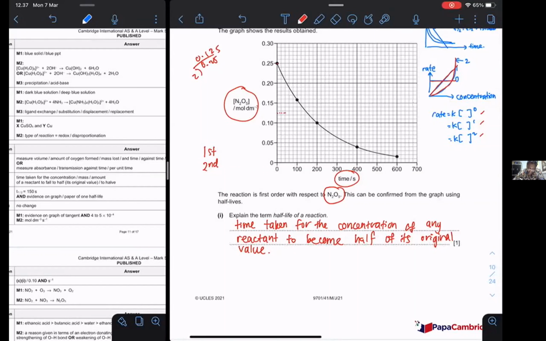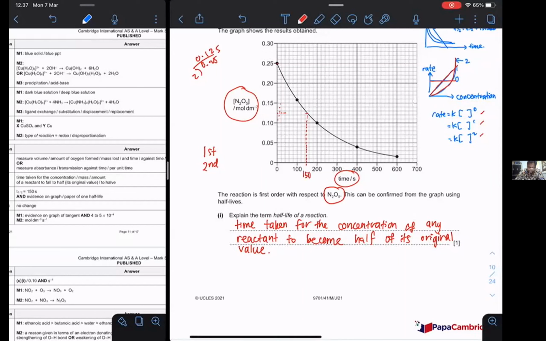So 0.125. Let me check: 1, 2, 3, 4, 5. Okay, 0.125, I think somewhere here. If I bring this down, I will get this value, and it's going to be 150.